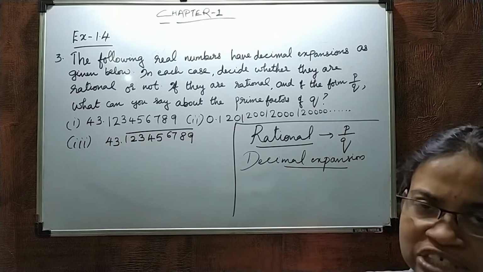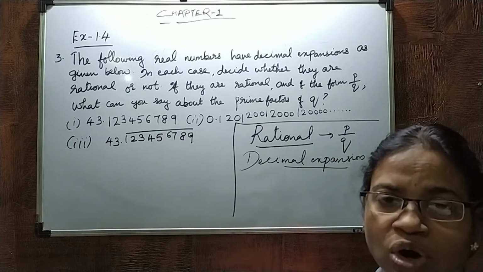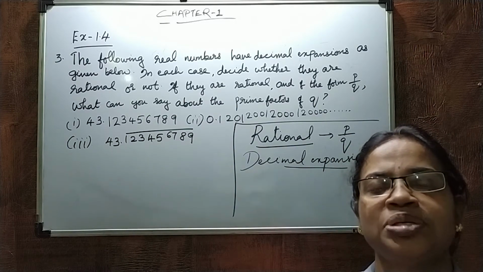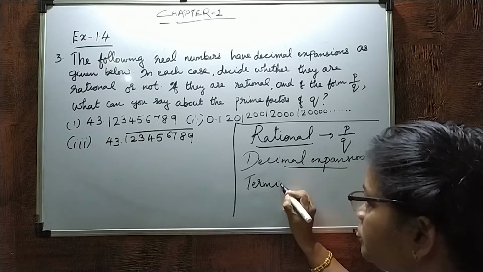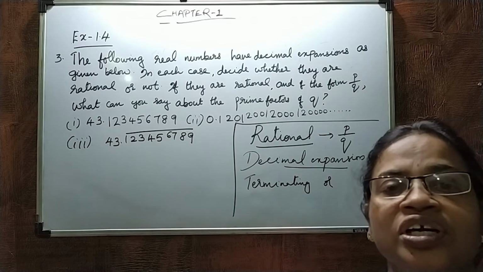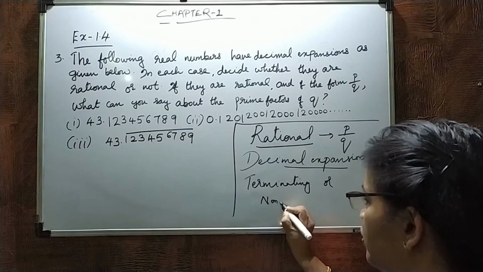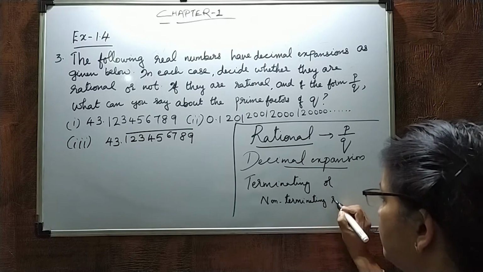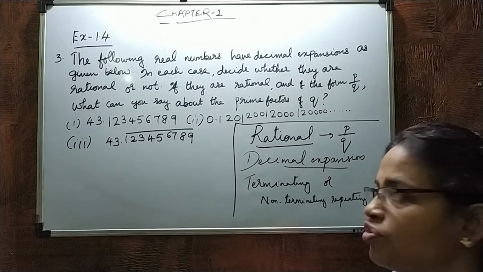So the decimal expansion of a rational number. Will it terminate or not terminate? Just remember. First thing you have to remember: for rational numbers, the decimal expansion will be terminating or non-terminating repeating. So this is the decimal expansion condition for rational numbers.